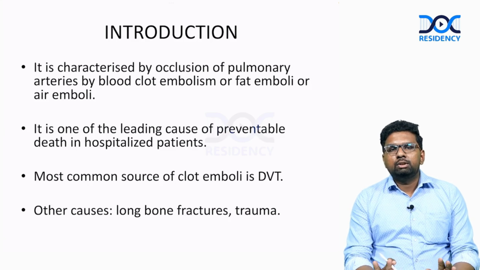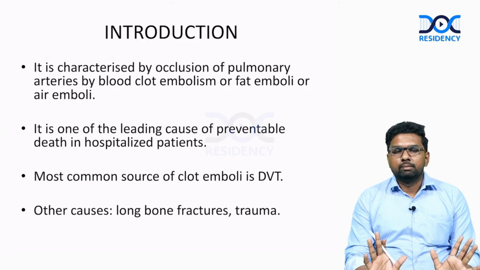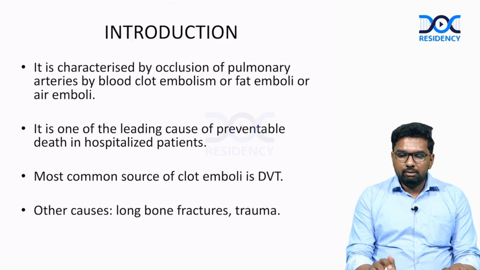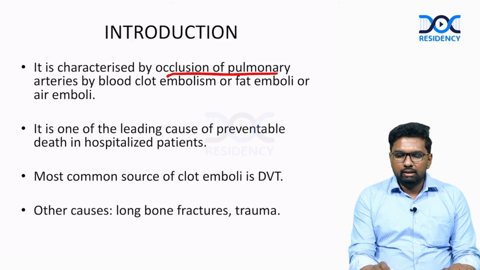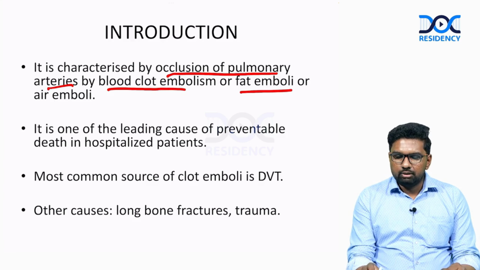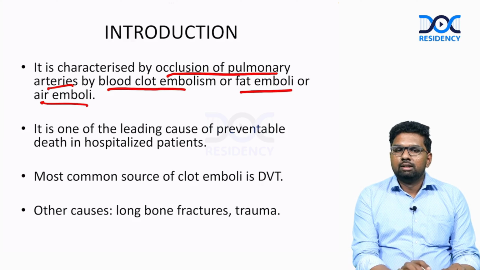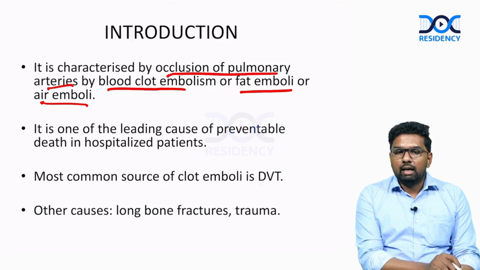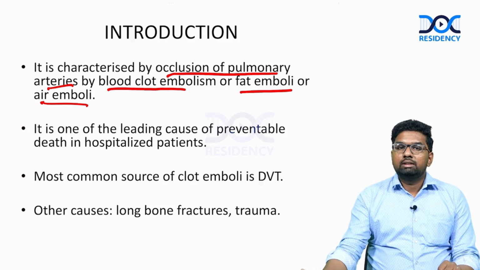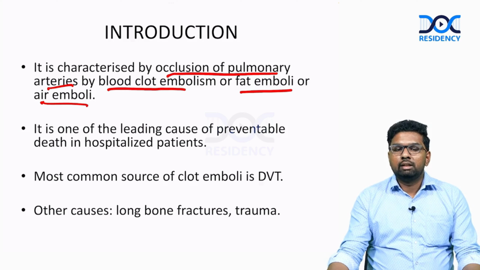And coming to the introduction of the pulmonary embolism. So pulmonary embolism is characterized by the occlusion of the pulmonary arteries by blood clot embolism, or a fat embolism, or an air emboli. So occlusion of the pulmonary artery by anything like a blood clot or fat, air, or even some amniotic fluid emboli can also occur.